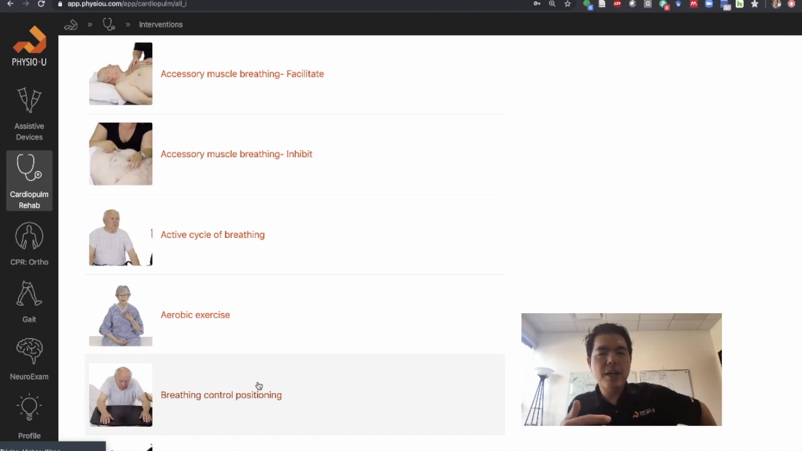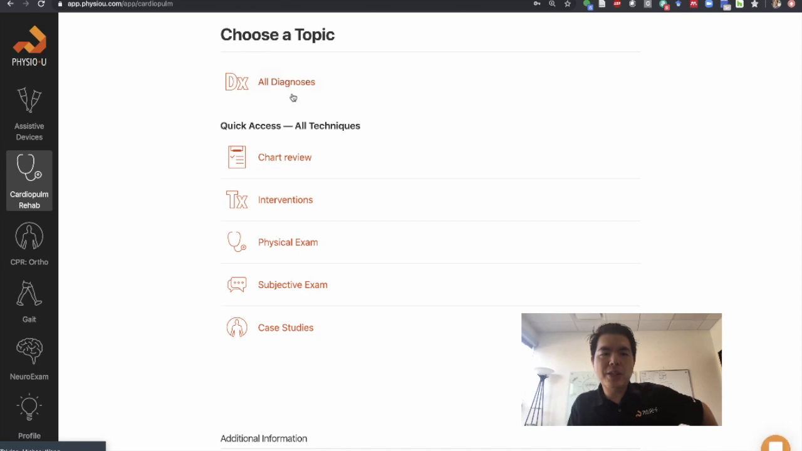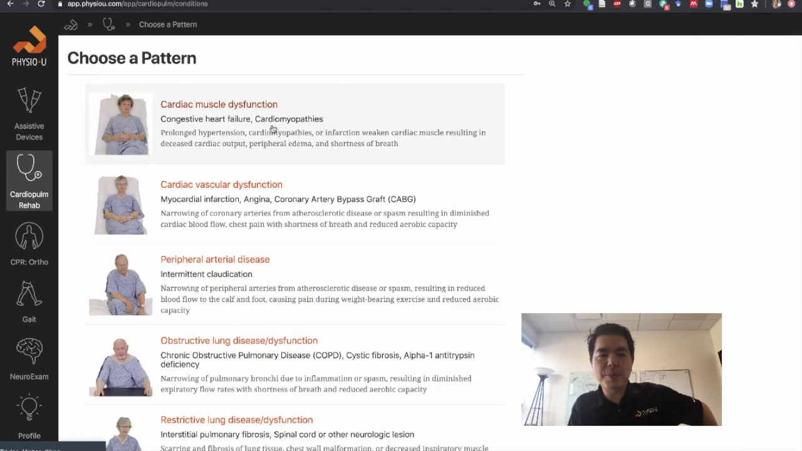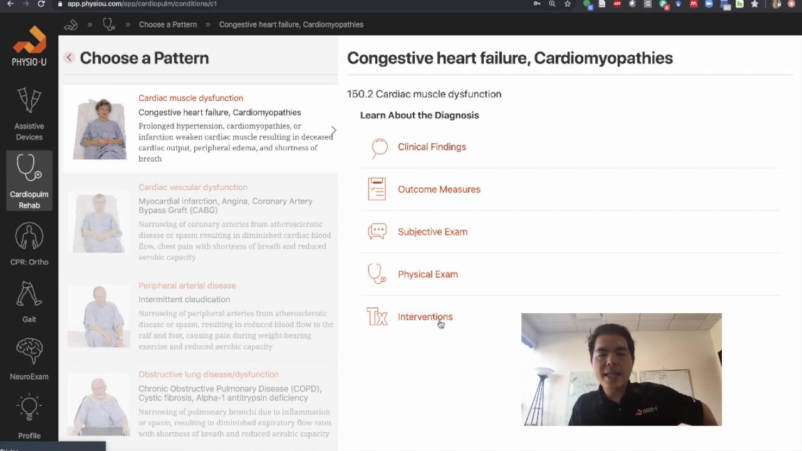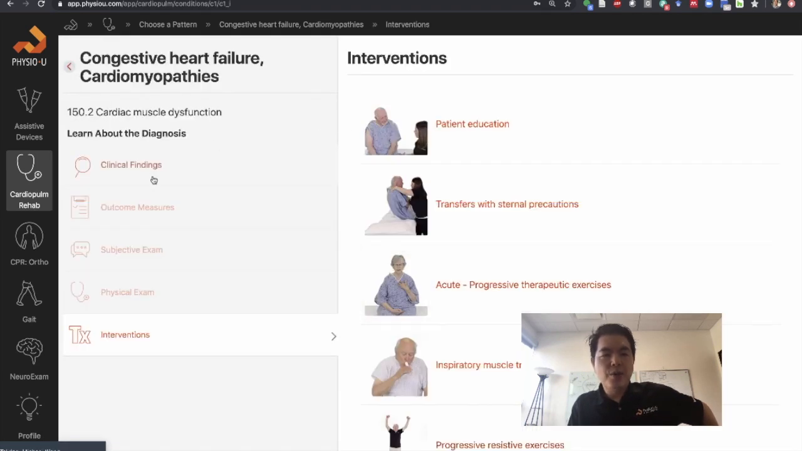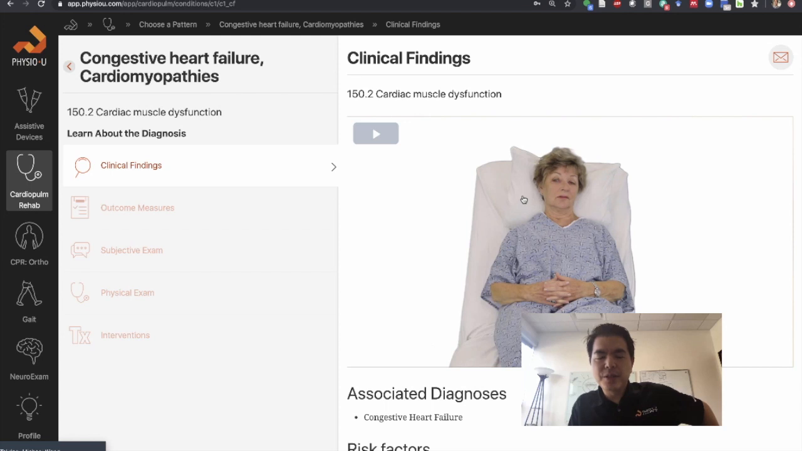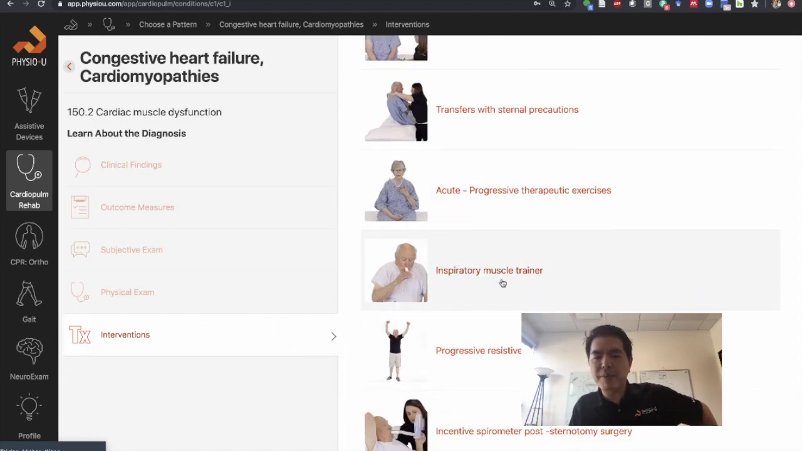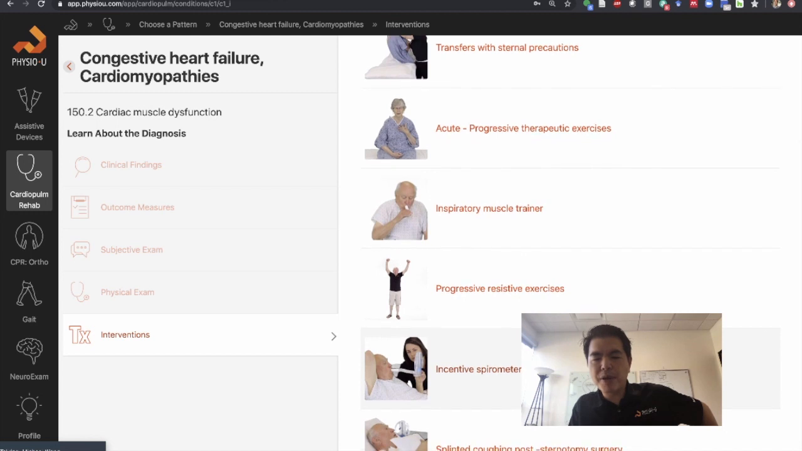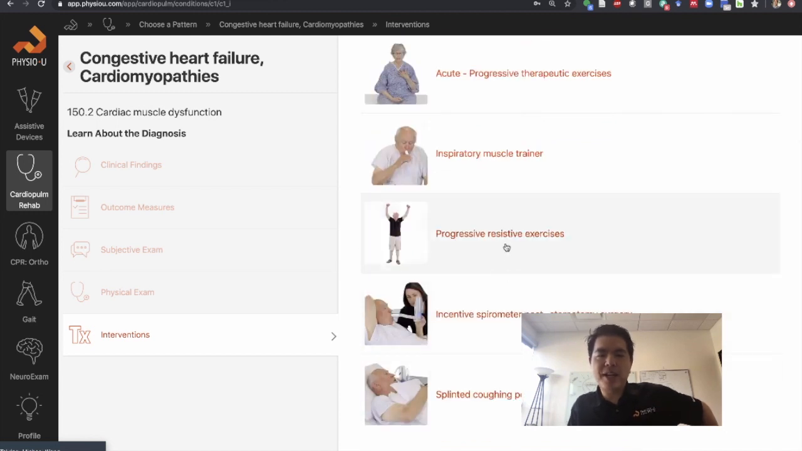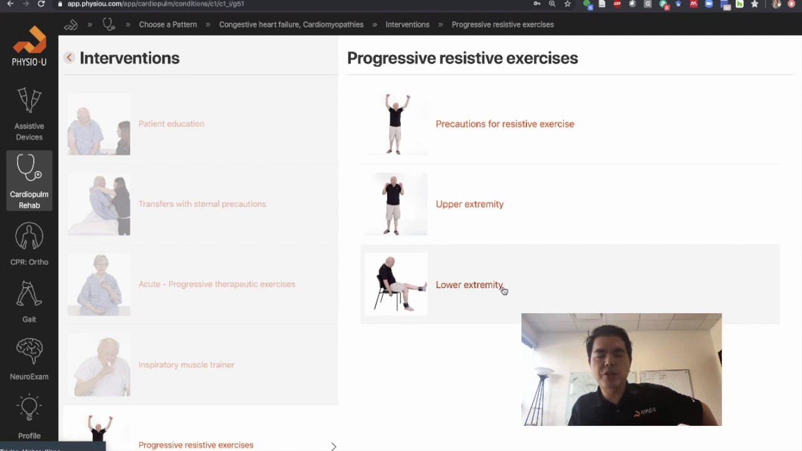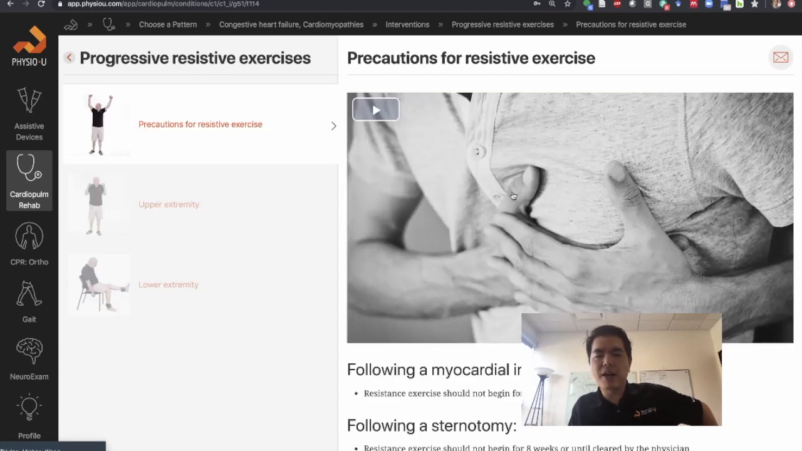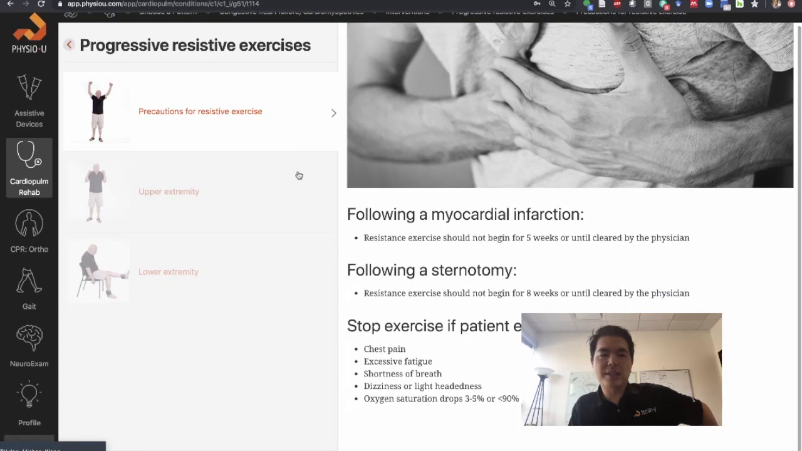But I think related to this idea of how do you create context, it's valuable to go back into the pattern, all diagnoses, choose a pattern, and then talk about, one, what were the clinical findings of this patient? What may be the pathophysiology behind why this person is having this problem? And then discuss. These are the things that, remember, you learned in lab: inspiratory muscle trainer, incentive spirometer, some progressive resistive exercises, upper extremity and lower extremity. What are some precautions you should watch out for when you're doing resistive exercises?